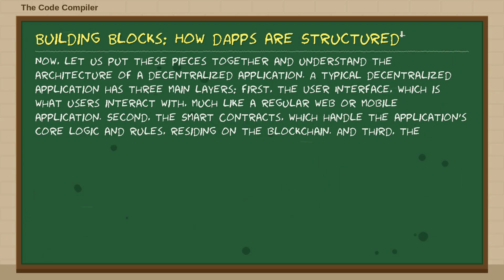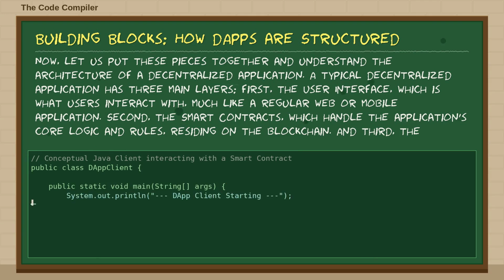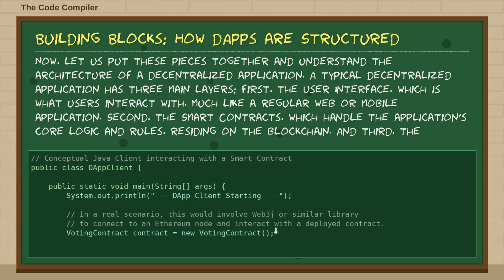As Java developers, you can build powerful user interfaces for decentralized applications, perhaps using Android for mobile or Spring Boot for web-based frontends, and then use libraries like Web3 to interact with the smart contracts on the blockchain. Here is a conceptual Java example demonstrating how a client might interact with a smart contract.